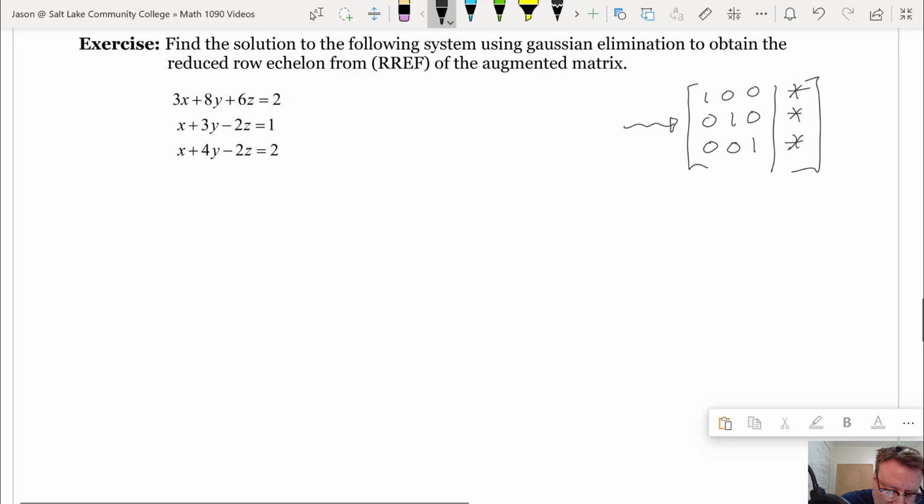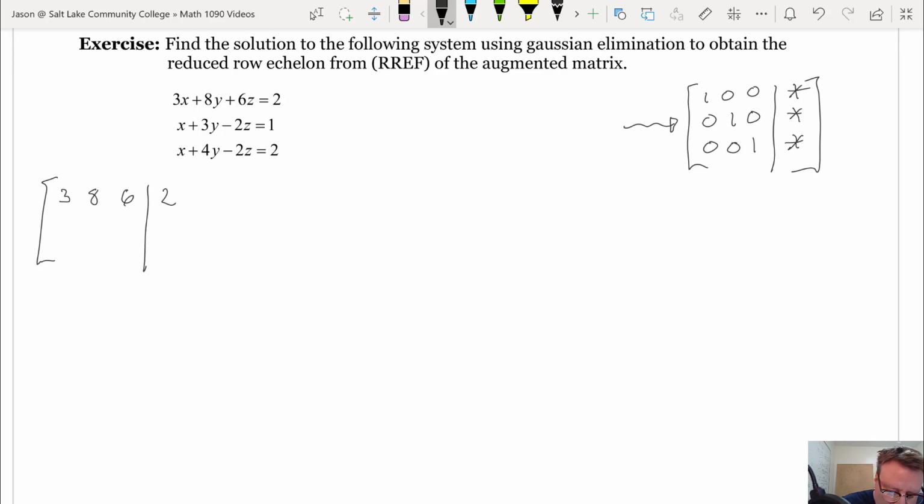Okay, so I'm going to write the augmented matrix over here, 3, 8, 6, augment with 2, and then we have 1, 3, -2 and 1, and we have 1, 4, -2 and 2. I'm just pulling the coefficients off of the variables.